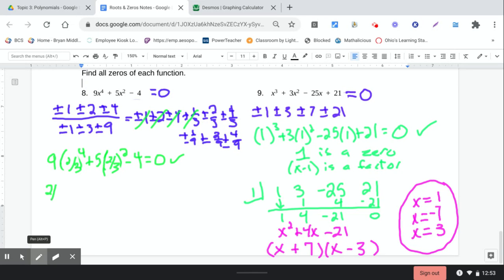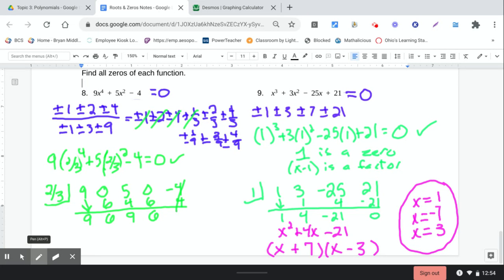So what I'm going to do is run 2/3 through synthetic division. So I have 9x to the 4th, 0x cubed, 5x squared, 0x, and -4. All right. So I'm going to multiply. Gives me 6, and add. I'm going to multiply and add. I'm going to multiply and add. And I'm going to multiply and add. That's just going to be 0.